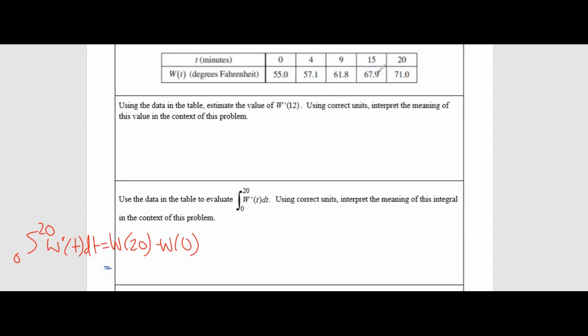We just look in the table for this. W of 20 is 71.1. W of 0 is 55.0. This gives us 16. Let's think about units, though. Because we are taking the antiderivative of w prime, that means our units are going to be units associated with w of t. In this case, that would just be degrees Fahrenheit.